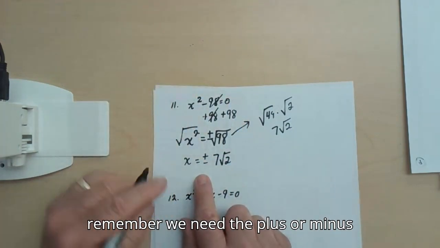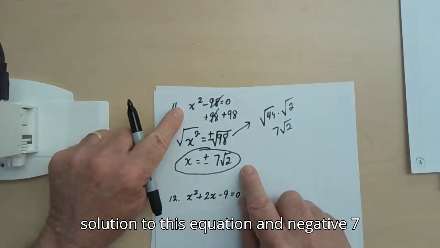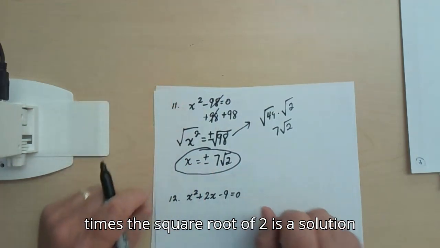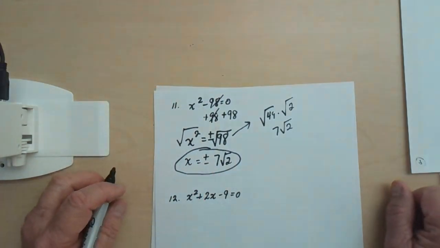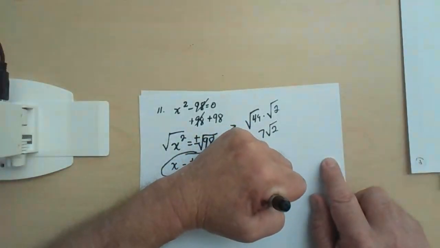And again, remember, we need the plus or minus because 7 times the square root of 2 is a solution to this equation, and negative 7 times the square root of 2 is a solution to that equation. Everybody with me? The quadratic formula.